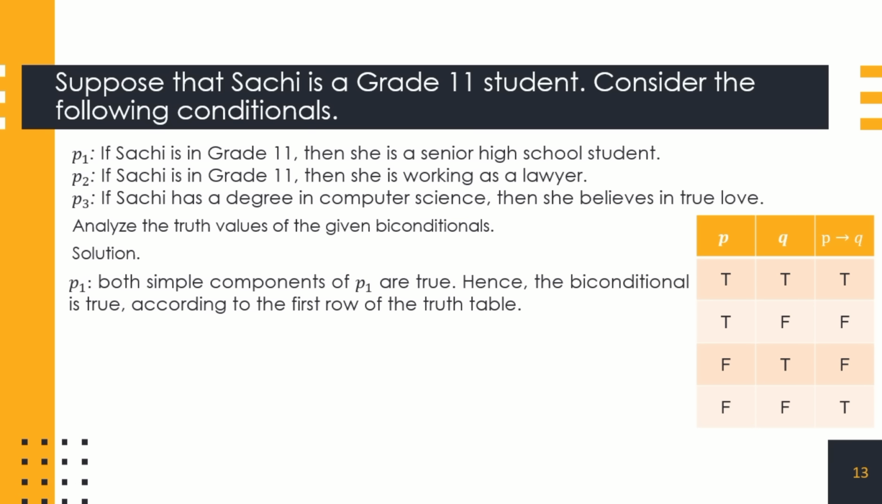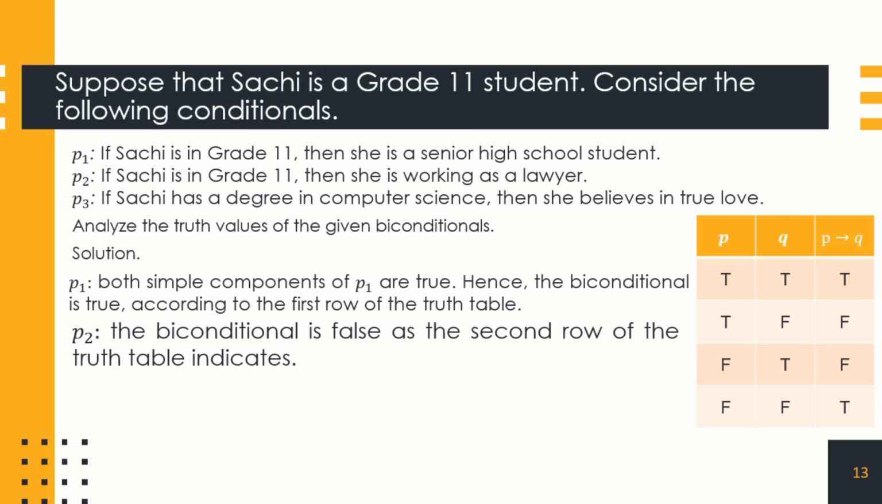Next. If Sachi is in grade 11, then she's working as a lawyer. So, paano yung biconditional statement niya? Kung sa una, true siya, sa pangalawa, false, therefore, the biconditional is false, as the second row of the truth table indicates. Next. Okay, so sa proposition 3, the biconditional is false. Why? If Sachi has a degree in computer science, false yan. Then she believes in true love, so that is true, right? So therefore, the biconditional is false. So yun ang kaibahan niya.